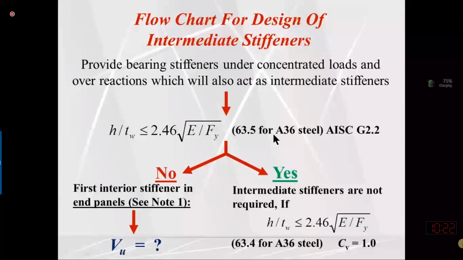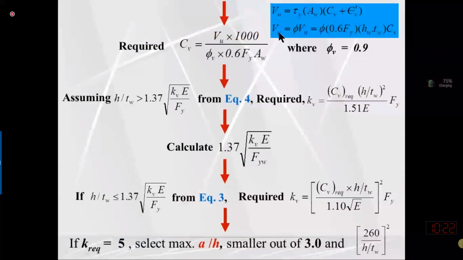So it means that we are replacing phi Vn with Vu. We know the phi value, we know 0.6 Fy, we know the height of the web and the thickness of the web, so we will determine how much CV value is required. So from here, by equating, we can determine the required CV value. And after determining the CV value, what are we going to do?